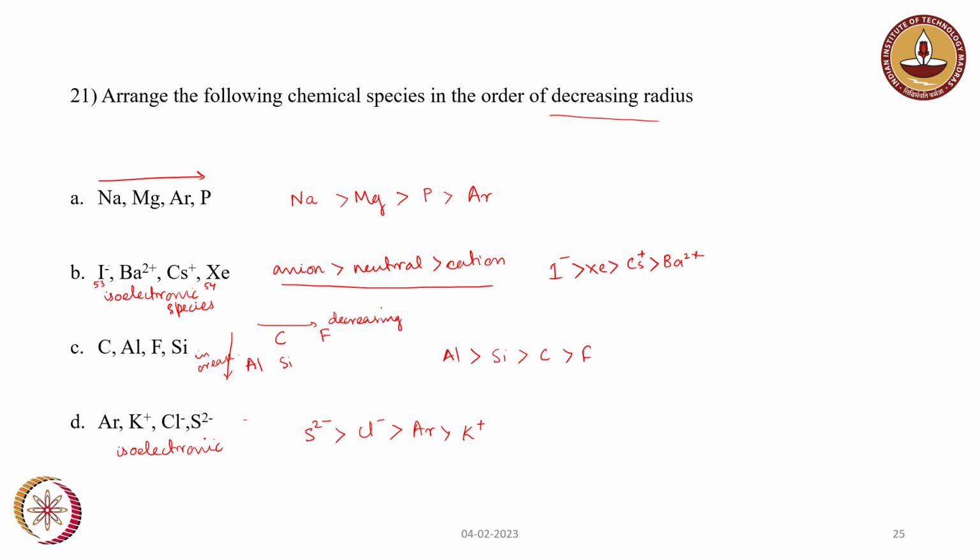These 4 are isoelectronic species, and S has 2 negative charges, so it will be the larger anion, and Cl has only 1 negative charge. So S2 minus has a larger radius compared to Cl minus, then argon, and K plus will have the smallest radius because it's a cation.